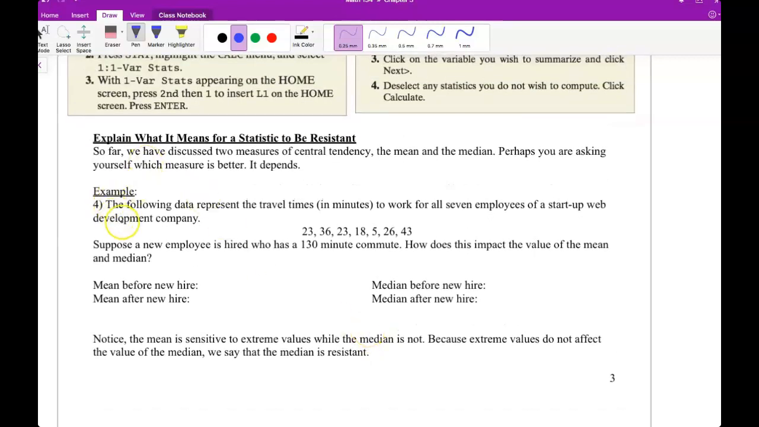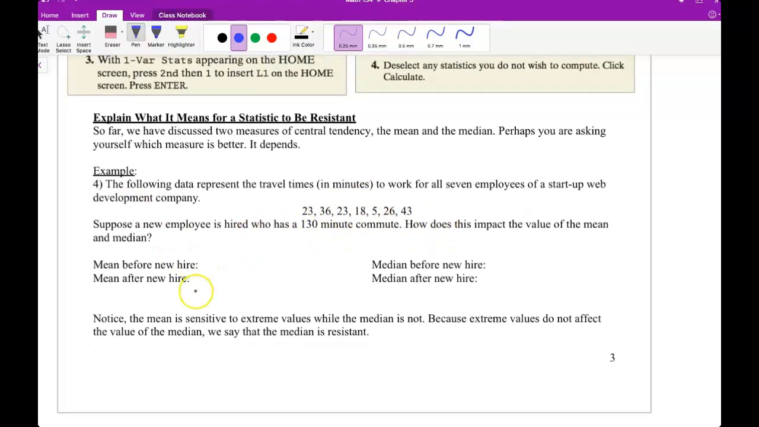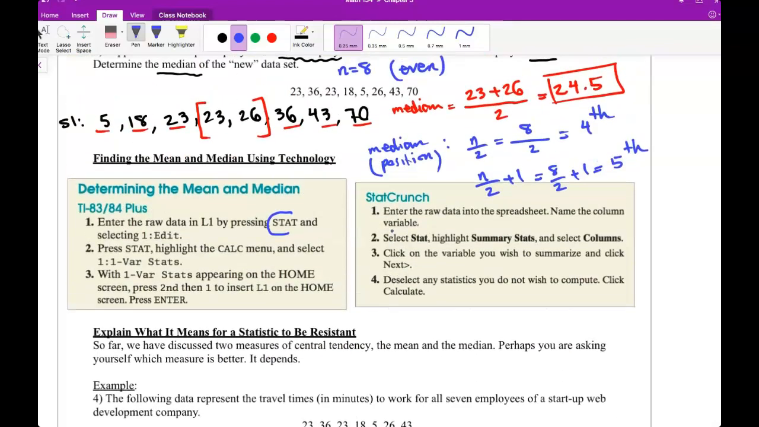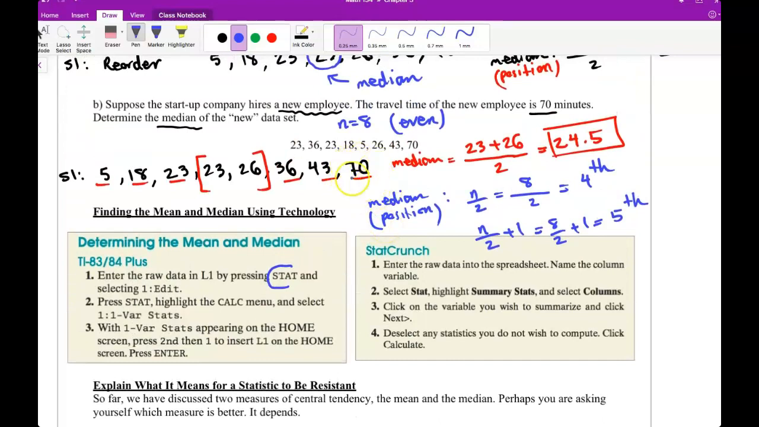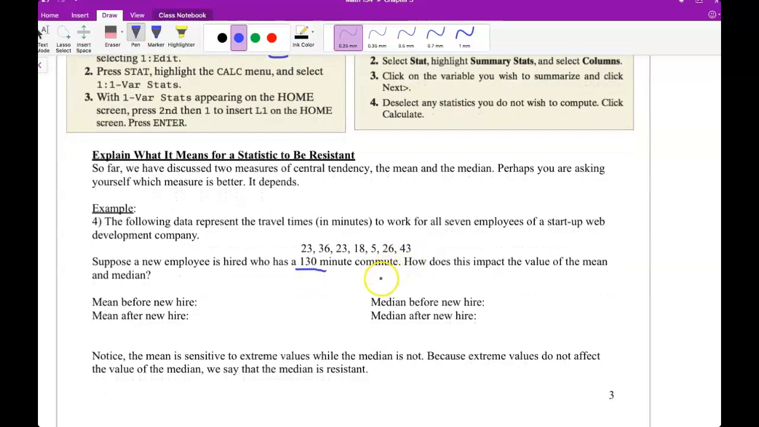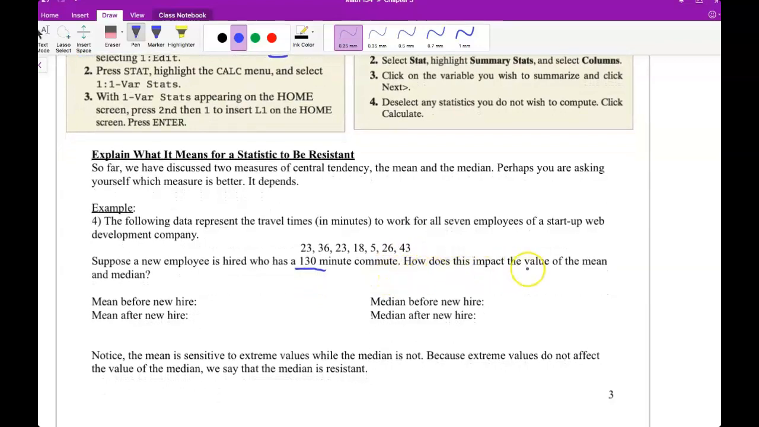Okay, so here is example number 4 that I said we have the same data set. Suppose that a new employee is hired who has a 130-minute commute. On the spot, we added this new employee with 70 minutes, but here on the spot, we have 130, instead of that 70 that we had on part B from example number 3. Then how does this impact the value of the mean and median?